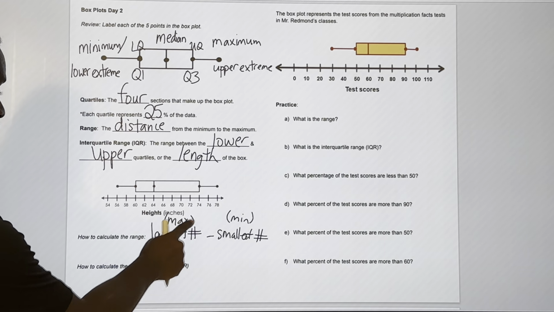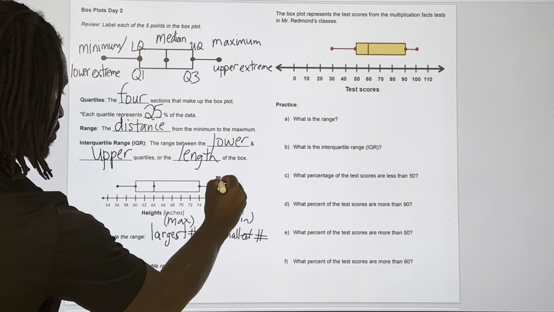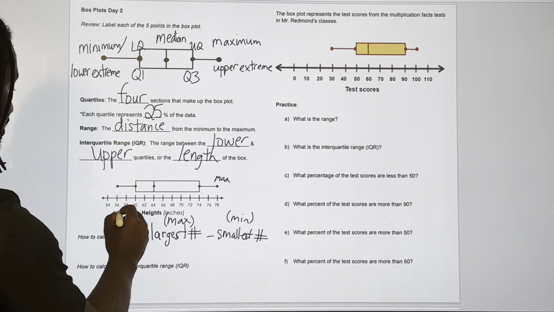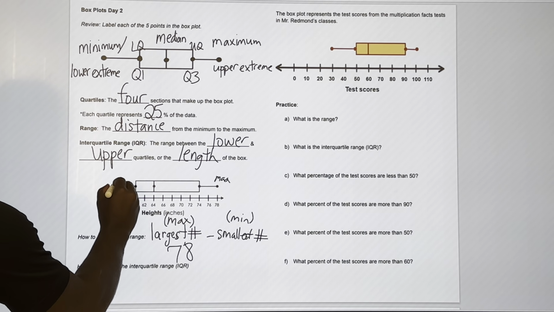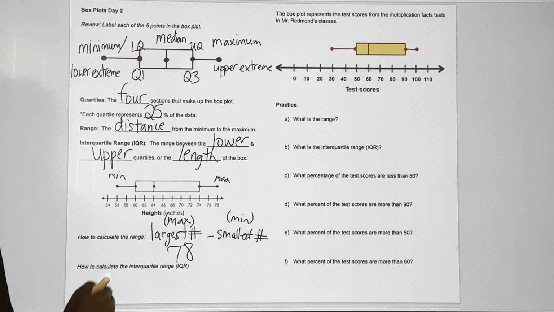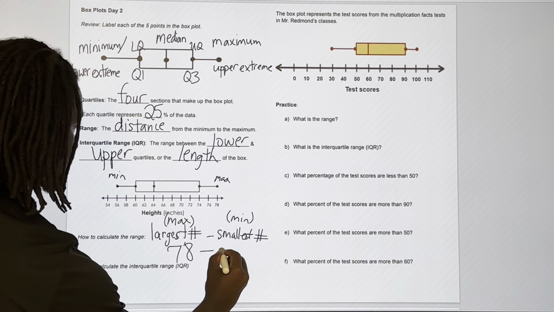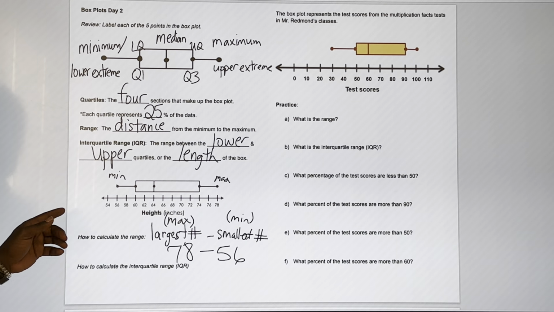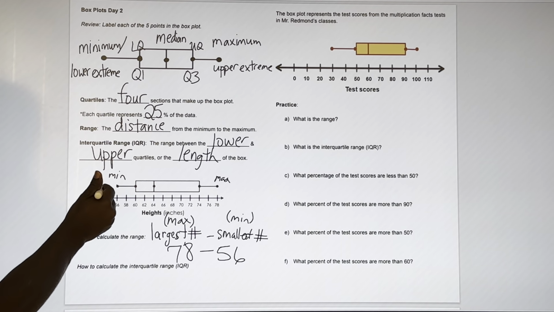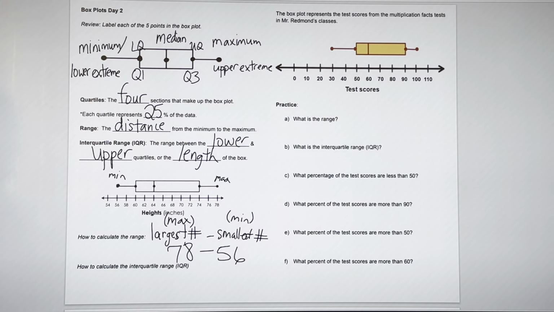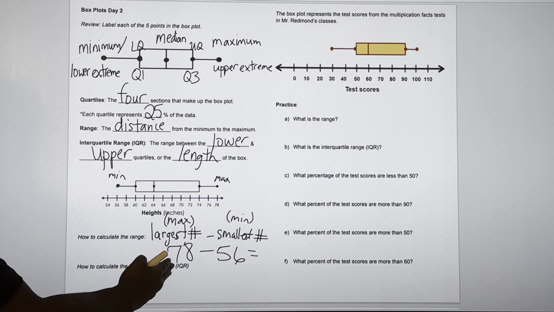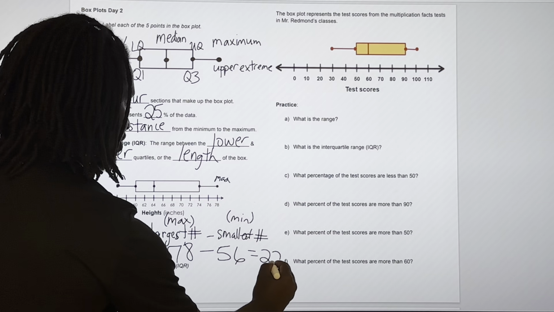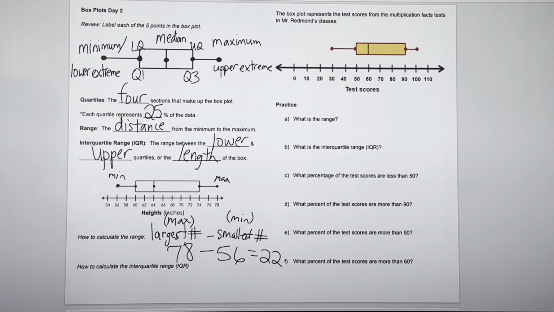So the largest, the maximum here, is 78. That's my maximum. The minimum, or the smallest, is 56. This is my minimum. Then I'm going to subtract those. Even though I have 54, that's a smaller number, my minimum is where that dot is. That's why it's 56 instead of 54. And then when I subtract that, that is going to give me my range. So 78 minus 56 is 22. So that is my range.